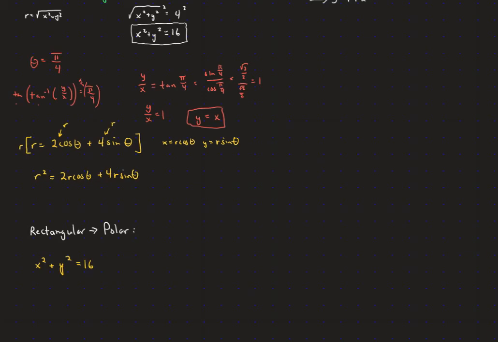Now we're making progress. Since we know that r is the square root of x squared plus y squared, r squared is x squared plus y squared. So that left side, the r squared, is going to be just x squared plus y squared. The 2r cosine theta is going to be a 2x, and the 4r sine theta is going to be a 4y. Now at this point, I'd be okay with this if you just stopped right here.